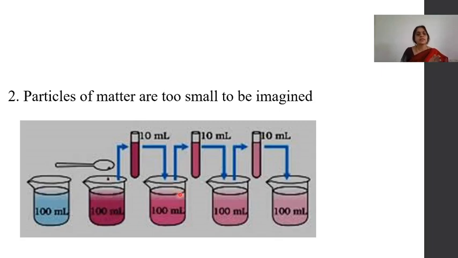You can see the pink color in the last beaker also, but the intensity of the color fades. You can still see a pink tinge in the last beaker. This indicates that each crystal is made up of millions and trillions of particles which we cannot see with our naked eye, but we can see them based on the intensity of the color. Even though the color fades in the last beaker, some particles are still there. So this tells us the particles of matter are too small to be imagined.